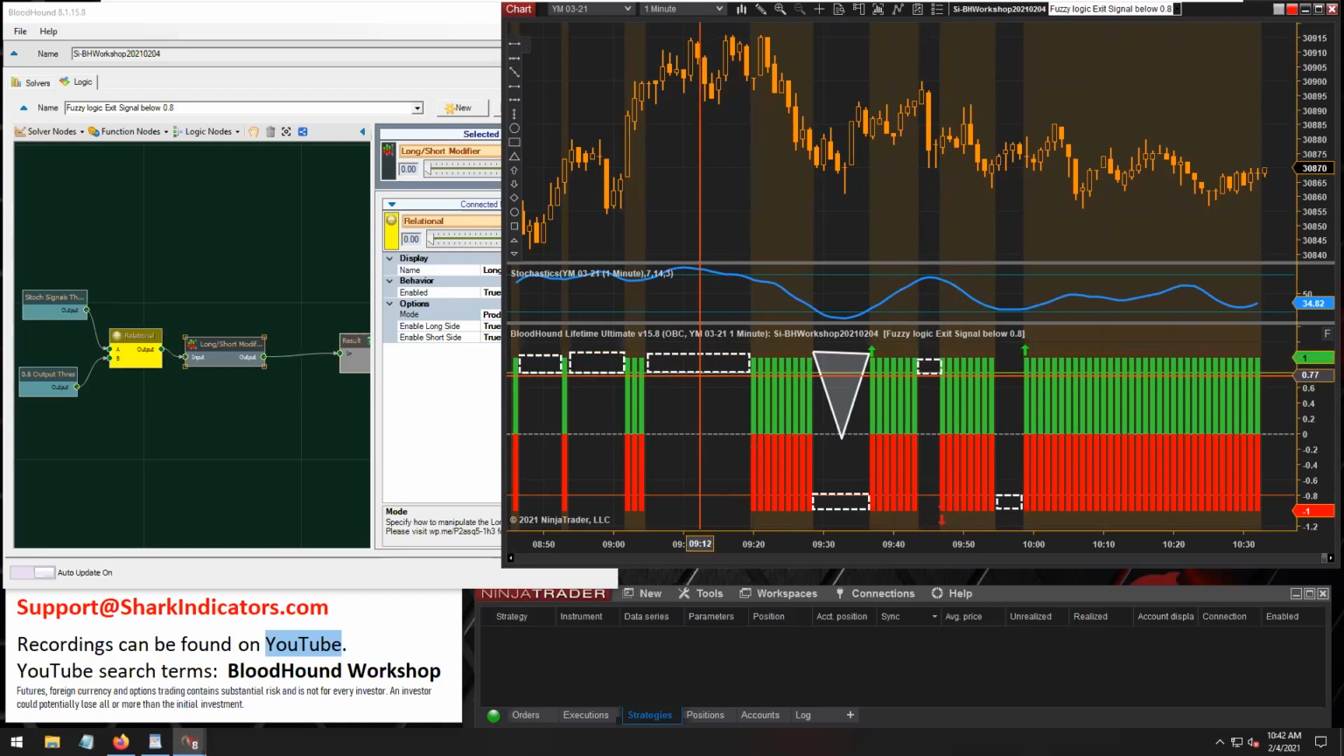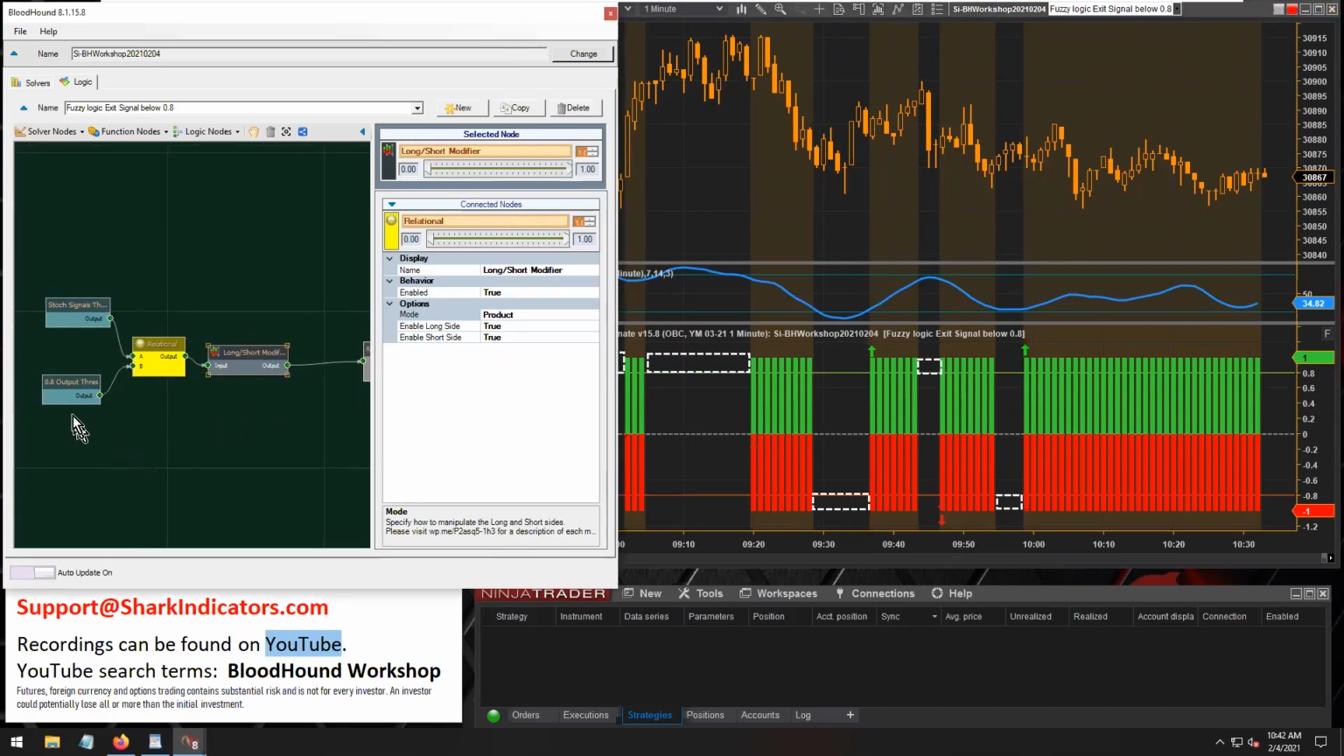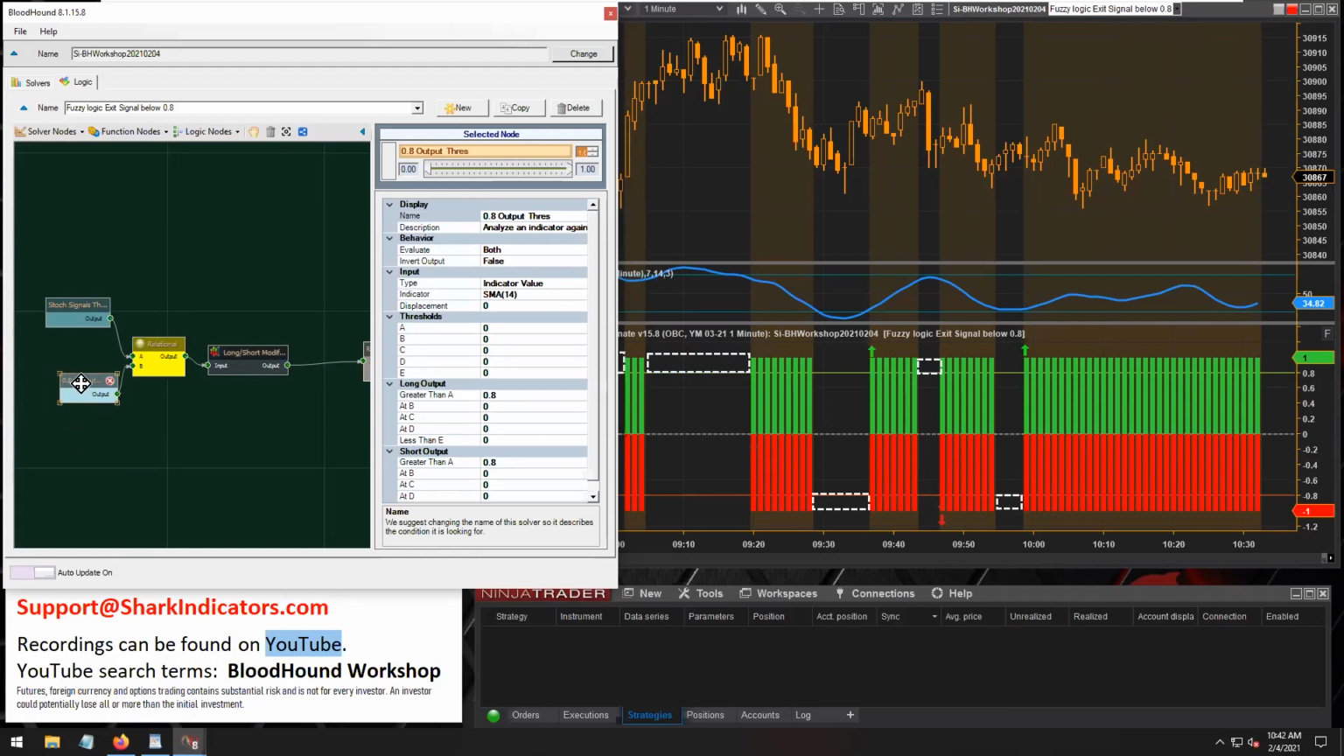Right, so again, remember I've got the white little rectangles here representing the entry signals. And so in between the entry signals, we want exit signals. So there we have it. So simply put, those are our entry signals. It's really kind of boiled down to a very simple logic here. It just took one extra solver here to create our 0.8 value.